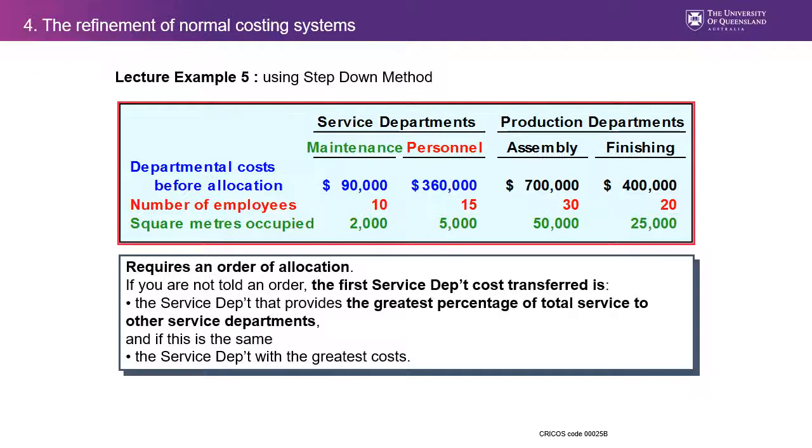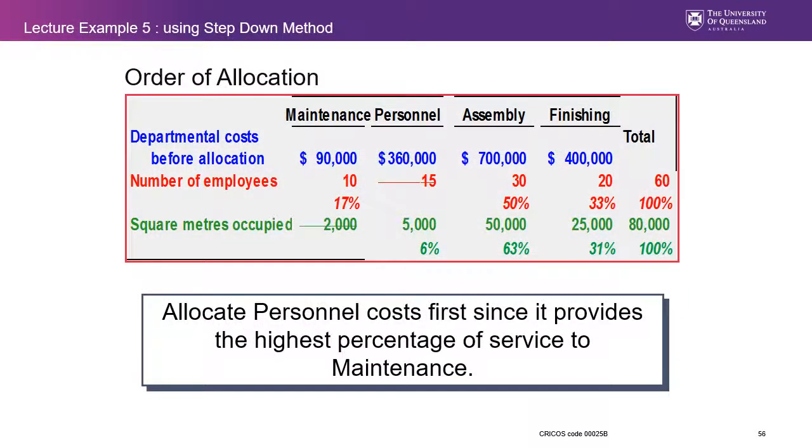So to use the step-down method, we have to work out an order of allocation. If you're not told an order, in most cases you will be, the first service department's cost to be transferred is the service department that provides the greatest percentage of total service to other departments. And if that percentage is the same, then it's the service department with the greatest costs. In this case, just ignore these lines, please. We would allocate personnel costs first since it provides the highest percentage of service to maintenance. So what we see, remember maintenance is allocated based on the square meters that we occupy.